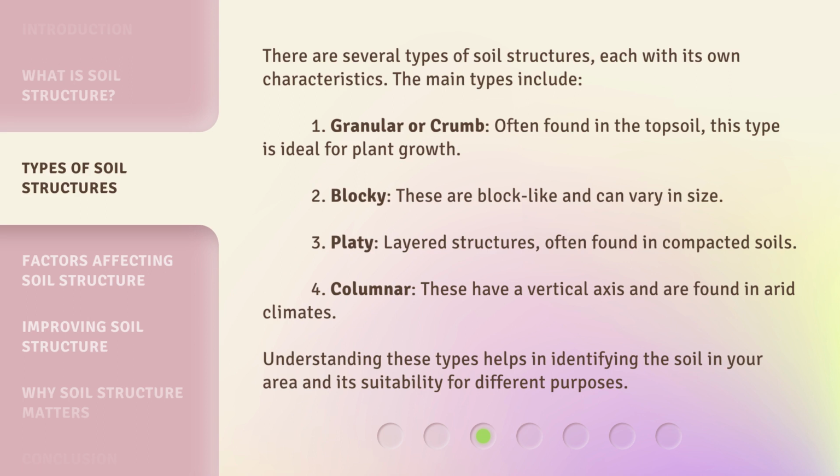3. Platy. Layered structures, often found in compacted soils. 4. Columnar. These have a vertical axis and are found in arid climates. Understanding these types helps in identifying the soil in your area and its suitability for different purposes.